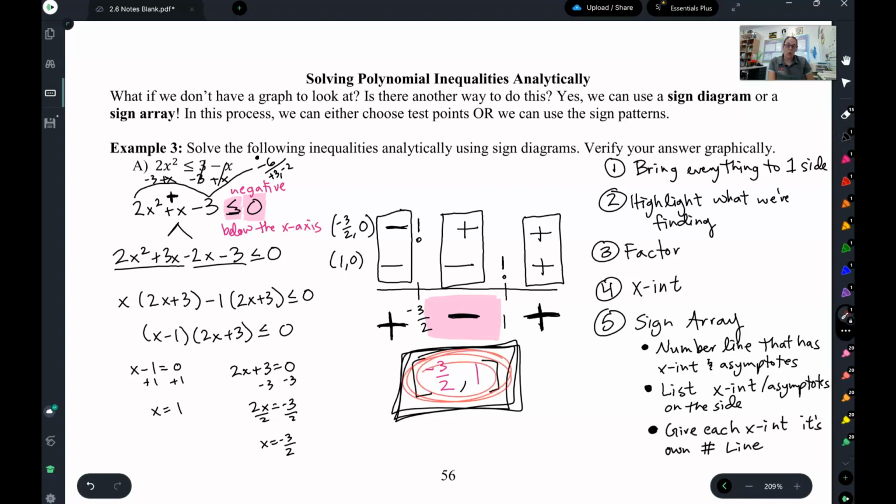This is the portion of the graph that is going to be below the x-axis. And you could graph this in Desmos and you'll see that these are the x values that are below the x-axis. So instead of having to graph this every time and see where it's above and below the x-axis, instead we can create this awesome sign array that tells us the positive and negative portions of the graph. So that is our first example of a sign array. In the next video, we'll try out another example.